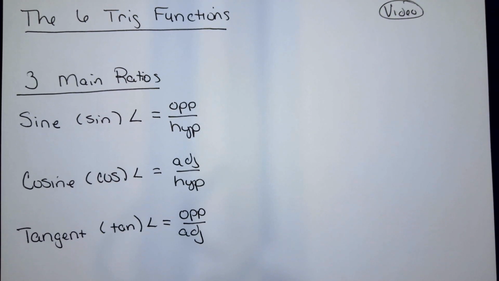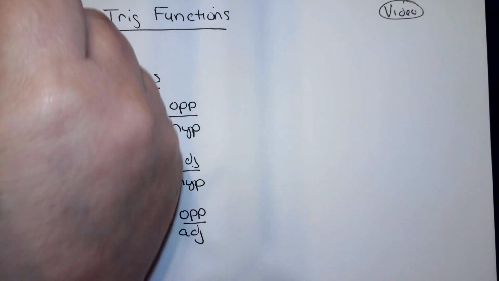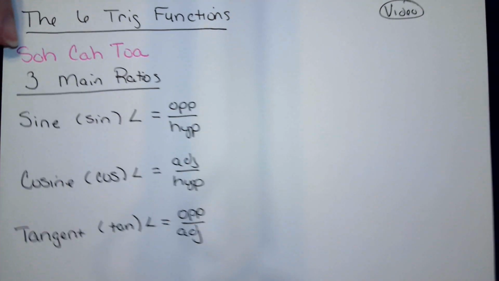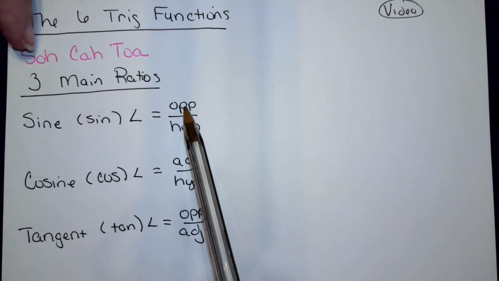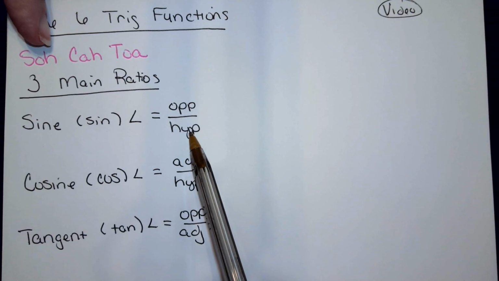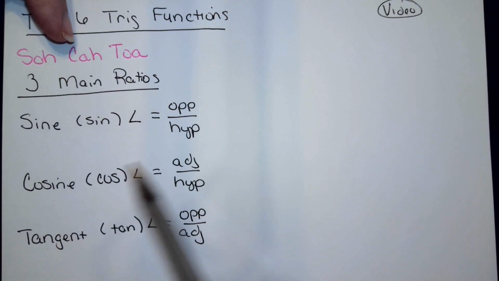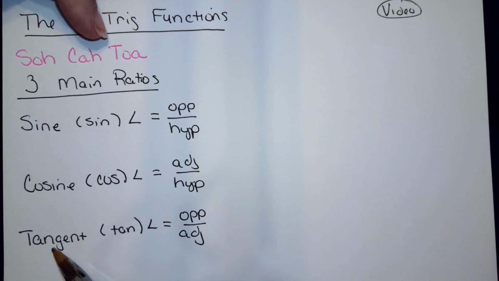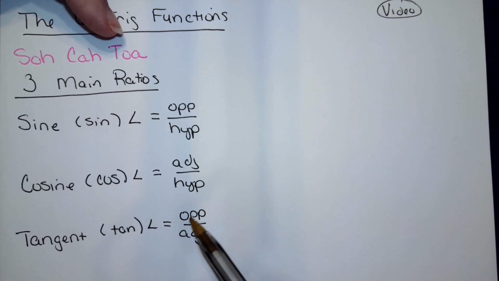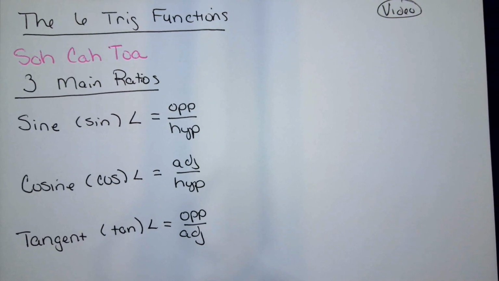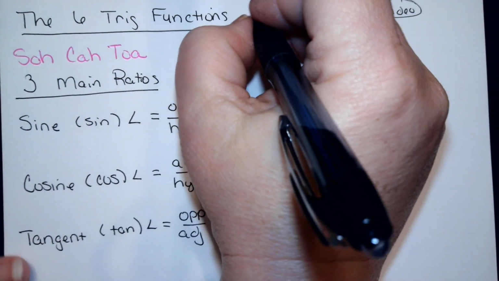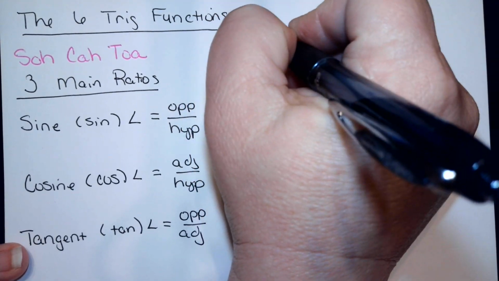And our little saying that we've always used to remember these ratios was SOH CAH TOA. The sine is equal to the opposite over the hypotenuse. The cosine is equal to the adjacent side over the hypotenuse. And the tangent is equal to the opposite side over the adjacent side. As a quick refresher, let's draw this right triangle in real quick.